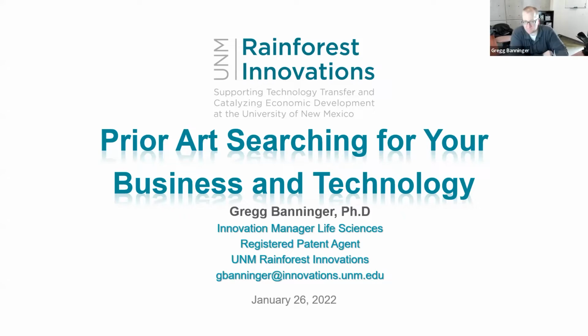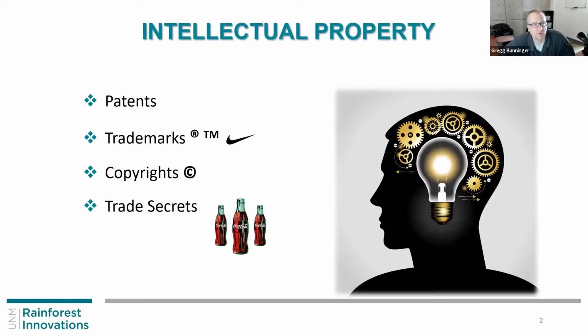So to start, the first half of the talk is just to cover some of the basics of patent law. You have to understand what the patent law is to know what you're searching for in the prior art and how your invention needs to be different than what's out there in the prior art. So there are four main types of intellectual property. The bulk of this talk is going to focus on patents.